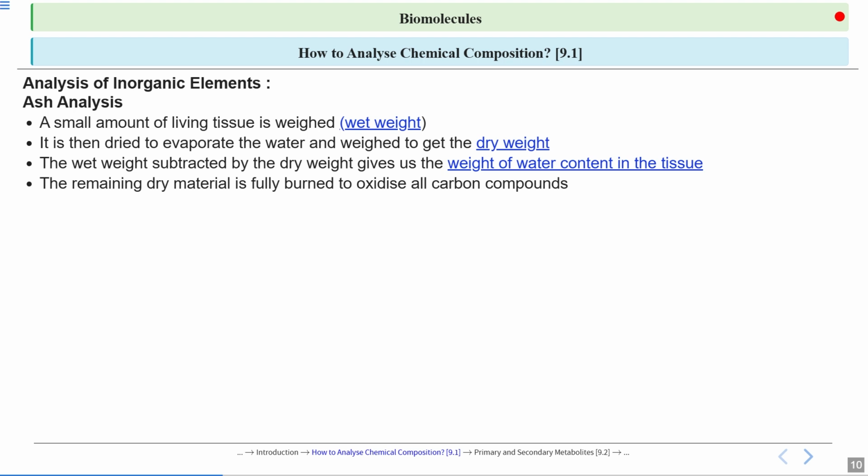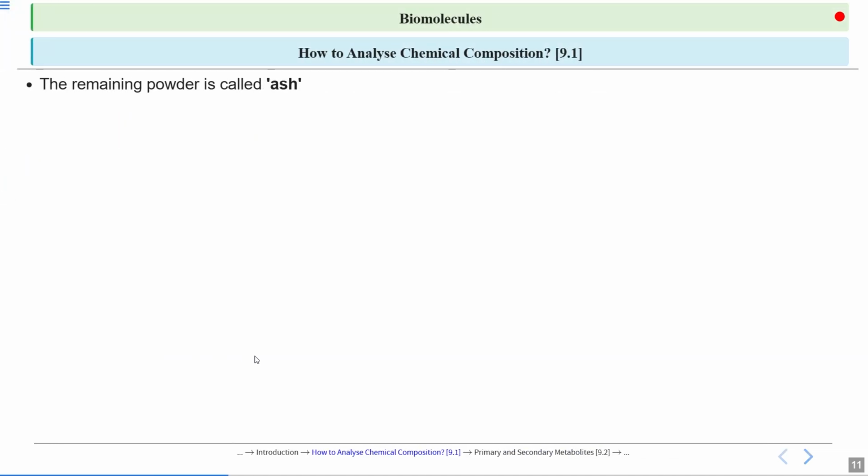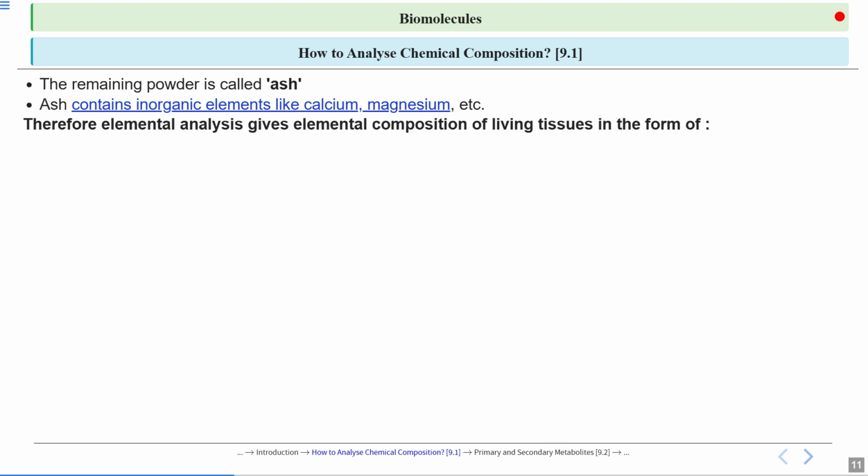Now the remaining dry material is fully burned to oxidize all the carbon compounds. So now you have the dry living tissue, and it can be fully burned to oxidize all the carbon compounds. When you burn this, you get the ash. The remaining powder is known as ash. Now this ash will contain all the inorganic elements like calcium, magnesium, and other inorganic elements as well.